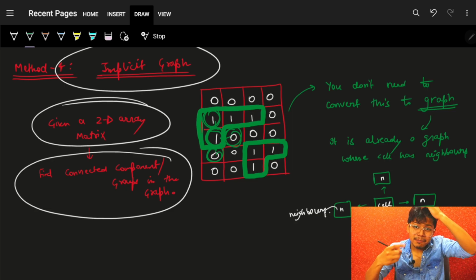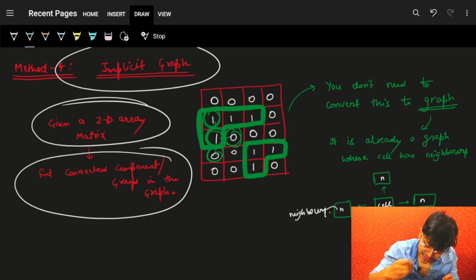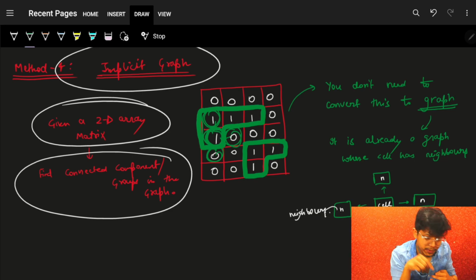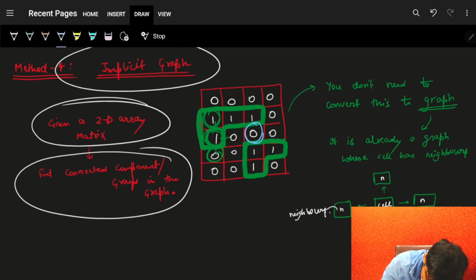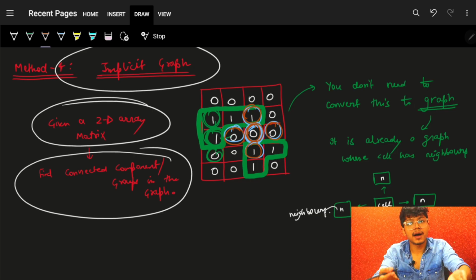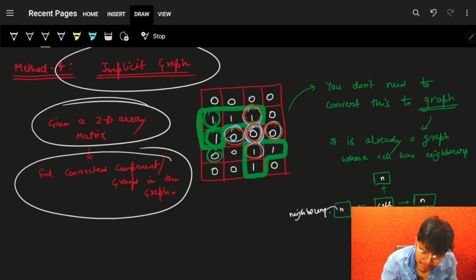So this particular matrix is an implicit graph which represents that my node right here is connected with the above node, right node, below node, or left node. For example, the node exactly right here is connected with this node, this node, this node, and this node. So my neighbors of this node are nothing but the above node, right node, left node, and down node. Earlier my neighbors were nodes I just marked, but here my neighbors are nothing but the cells around me. So it's also a graph. It's called an implicit graph.